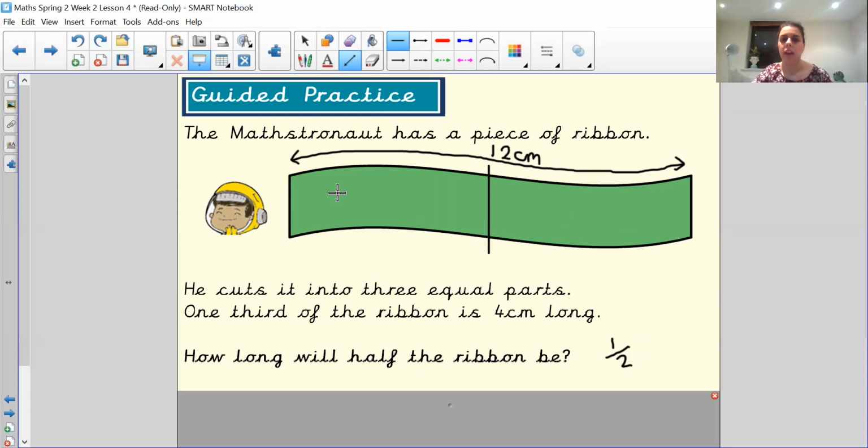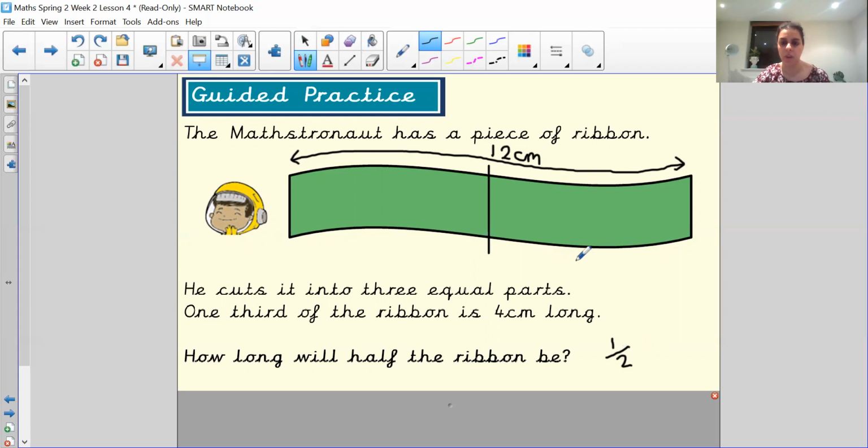Okay, now if the whole thing is 12, what's half going to be? What's half of 12? Now, a lot of you will already know this, which is fantastic. So you'll already have your answer. If you don't know it, what I'd like you to do, this number down here, the denominator, tells you how many sections to split 12 into. You're going to split it into two sections.